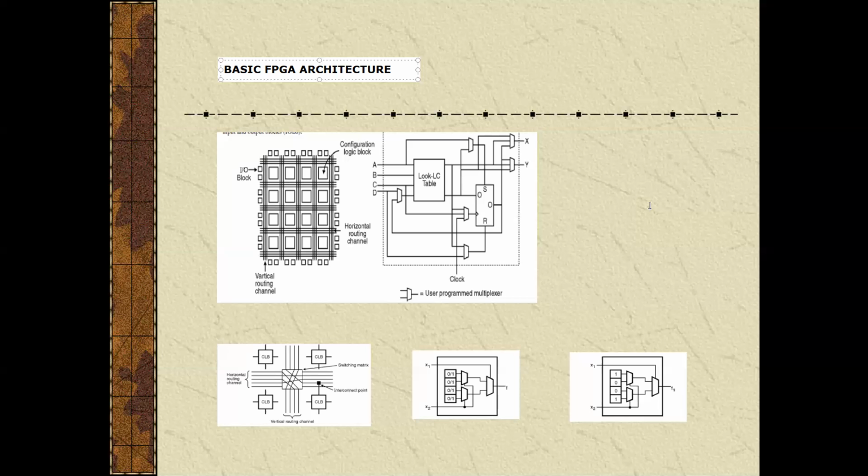Basic FPGA architecture. Here this figure shows the architecture, and it consists of logic blocks, interconnection between the logic blocks, and the input and output IO blocks.